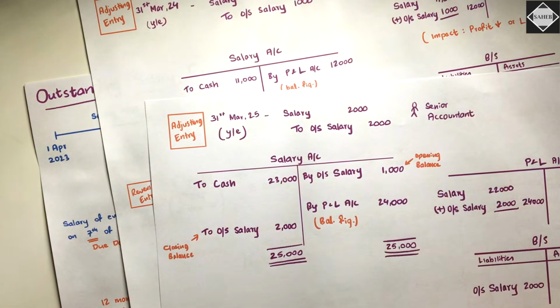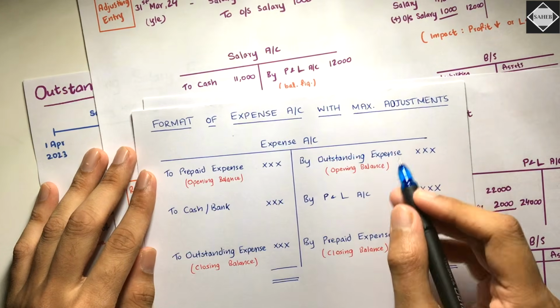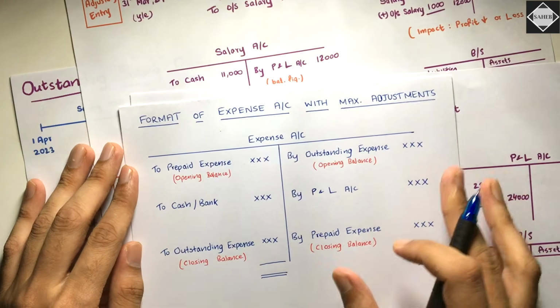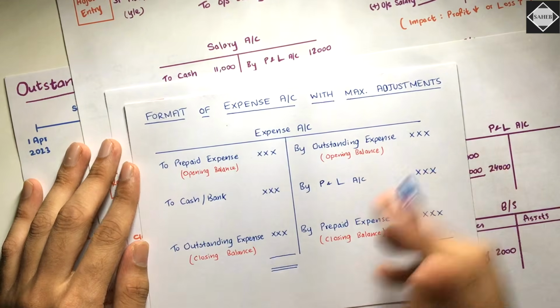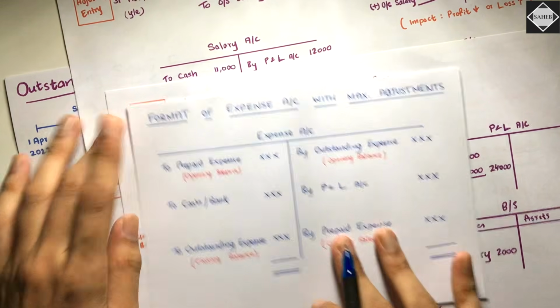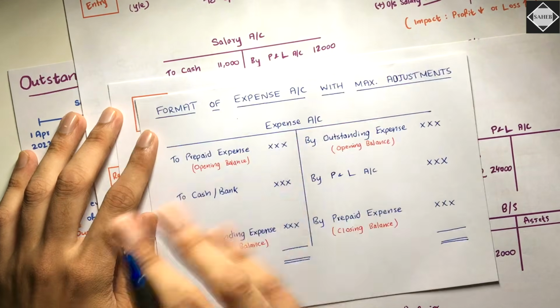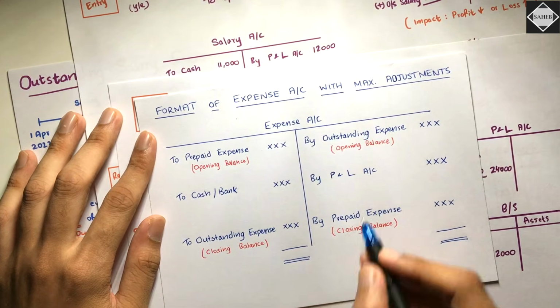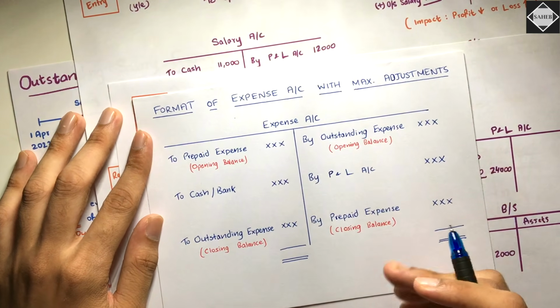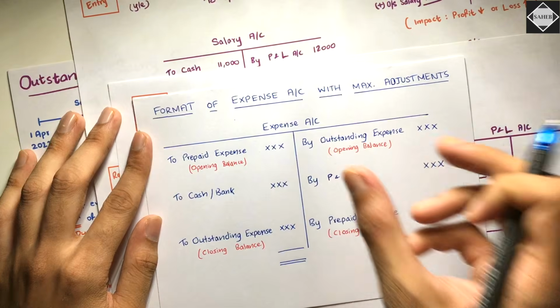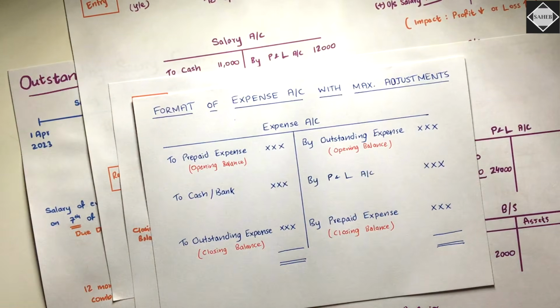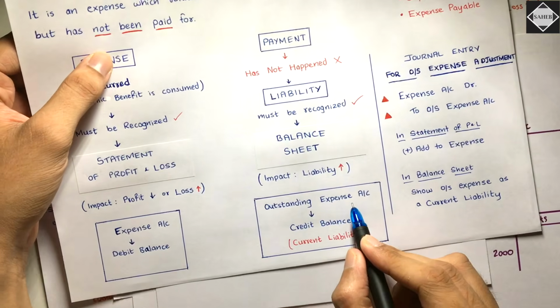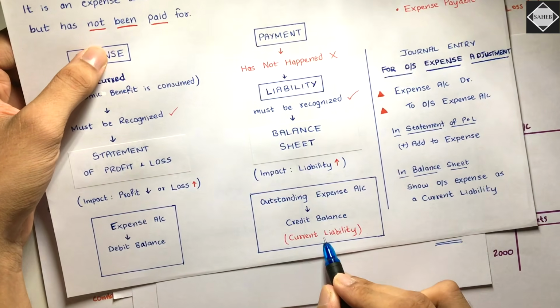So let me just show you the format of this expense account. See here, the format of expense account will be like this with max adjustments of accrual and prepayment. Expense account, always cash payment will come over here as you saw, cash or bank, whatever it is. And then profit and loss always here on the credit side. And then outstanding expense is a liability. Remember that. Outstanding expense is what? It is a liability, isn't it? I told you, outstanding expense account is a liability. It has credit balance.